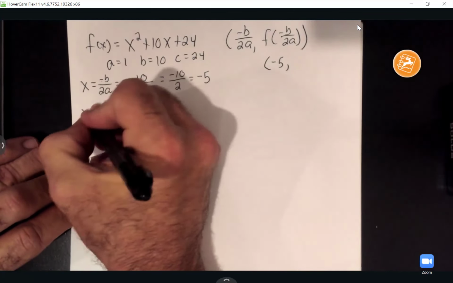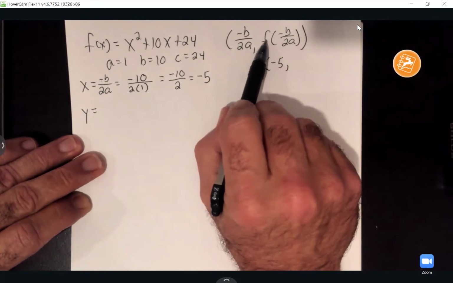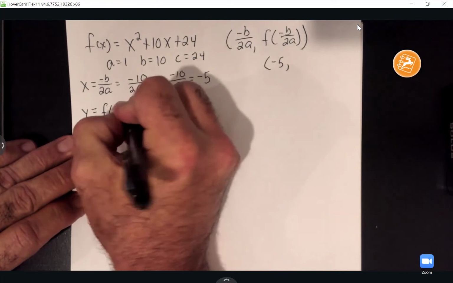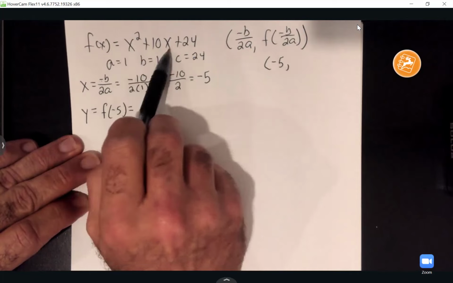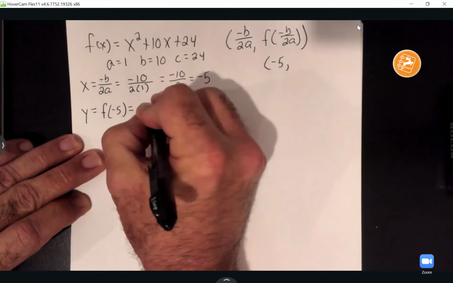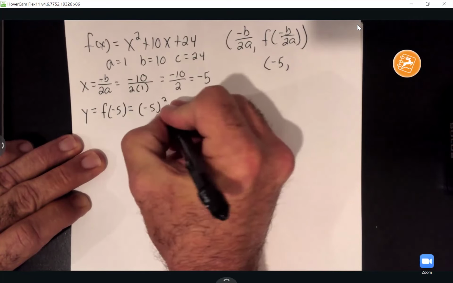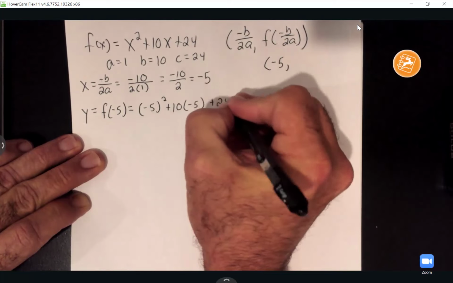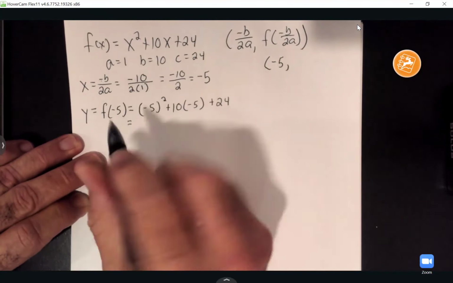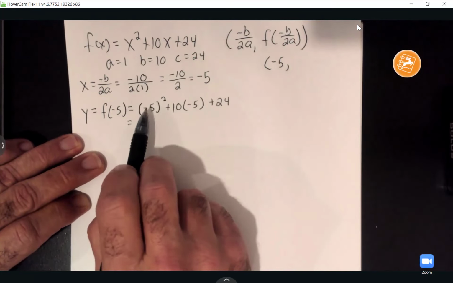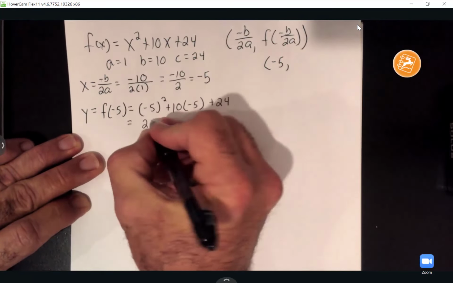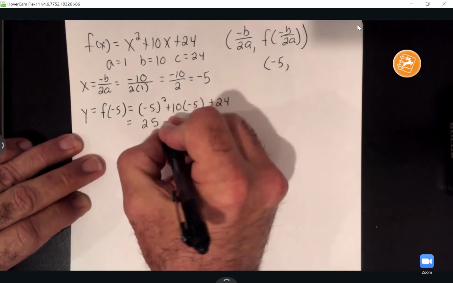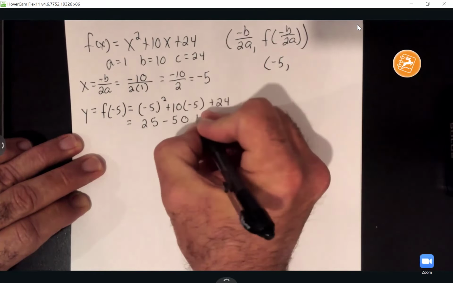Now to get the y value, I got to find f of that negative 5. So f of negative 5, I'm going to put a negative 5 in for the x's. So I got a negative 5 squared plus 10 times negative 5 plus 24. All right, y'all, any number I square will be positive. So negative times negative makes that a positive 25. But here I got a 10 times a negative 5. That'll make a negative 50. And then plus my 24.